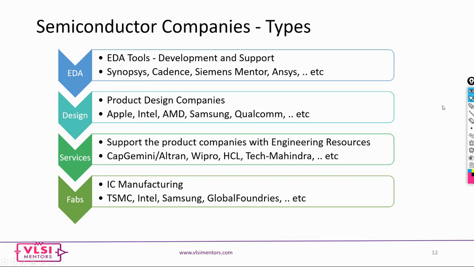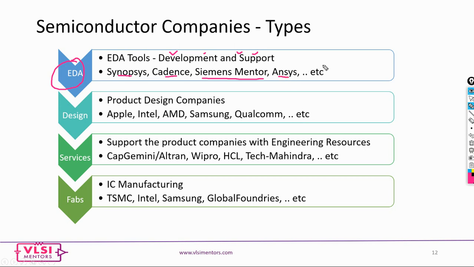Now moving on to the types of companies in the semiconductor domain. The first one is basically EDA, the software. The important type of company is EDA. We use a lot of software at the time of development. And these guys, say for example, Synopsys, Cadence, Mentor, and Ansys.